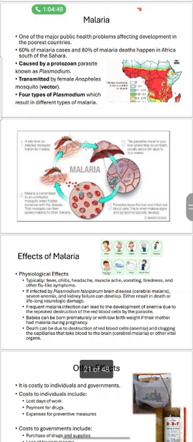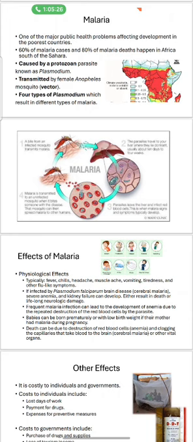Effects of malaria. So, physiological effects, typically fever, chills, headaches, muscle ache, vomiting, tiredness, and other flu-like symptoms. If infected by Plasmodium falciparum, brain disease, cerebral malaria, severe anemia, and kidney failure can develop. Either results in death or lifelong neurological damage. Frequent malaria infection can lead to the development of anemia due to repeated destruction of the red blood cells by the parasite.